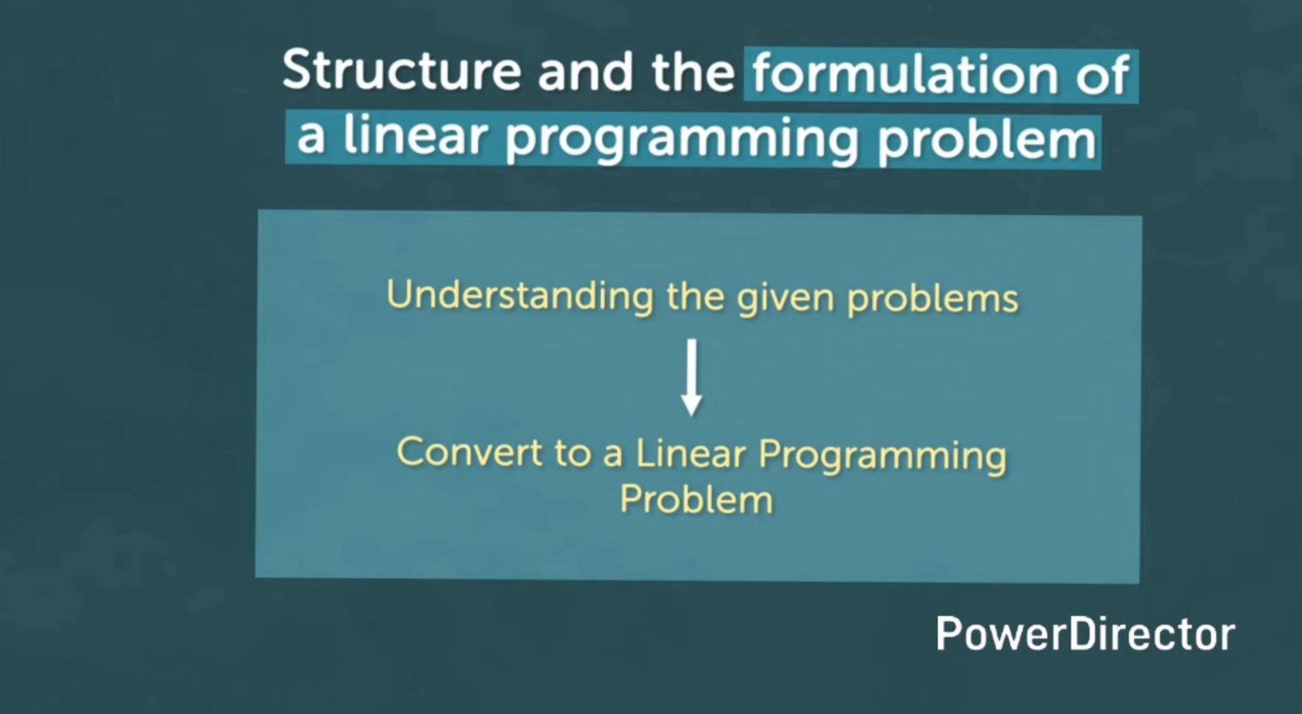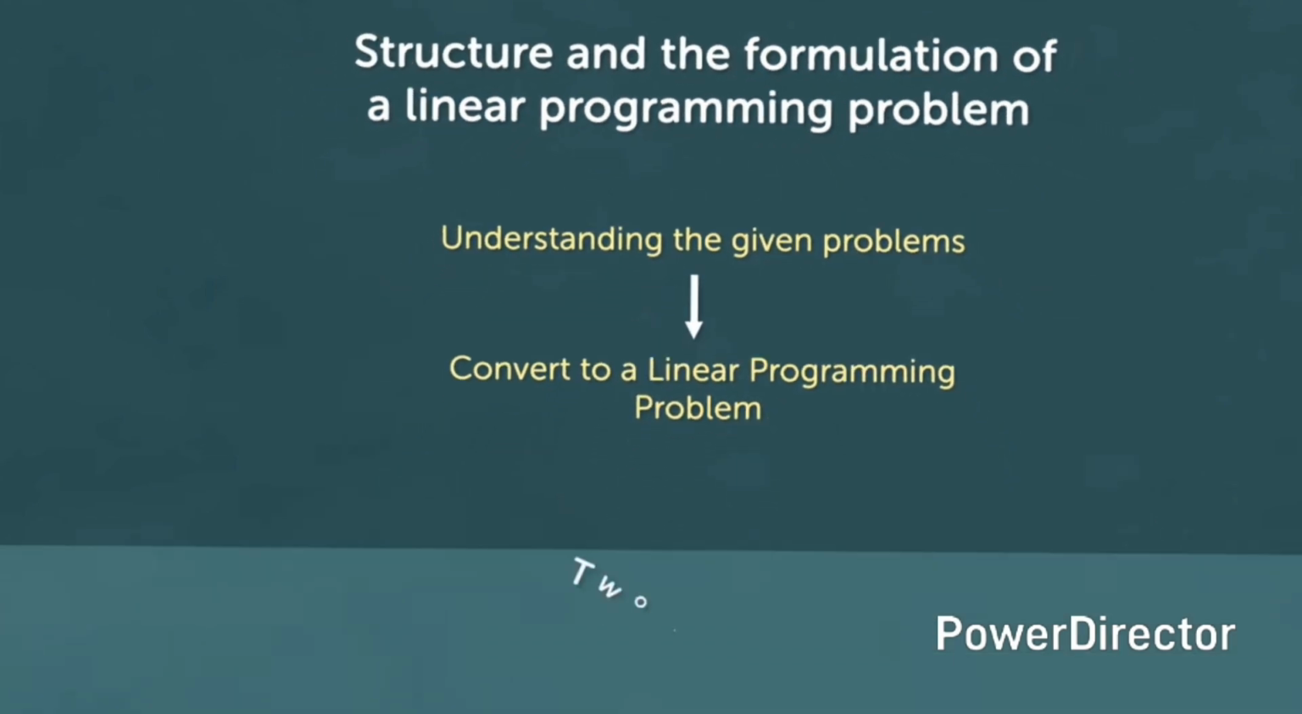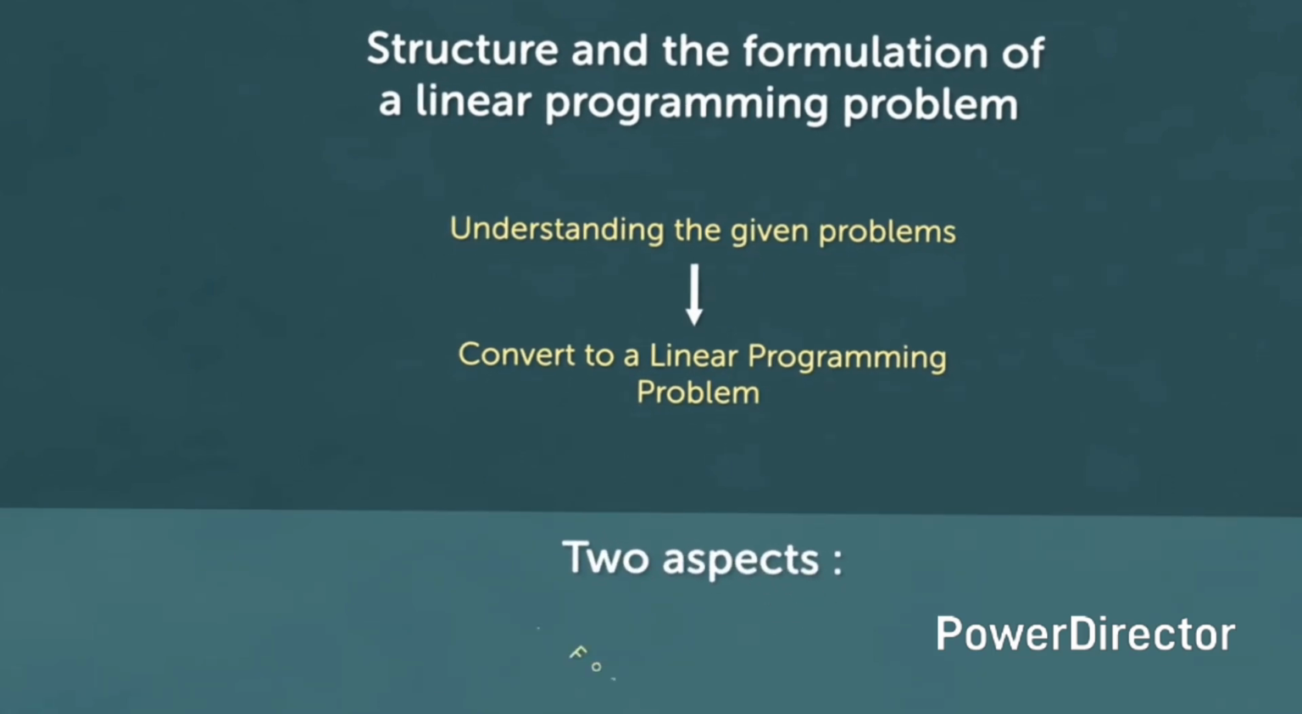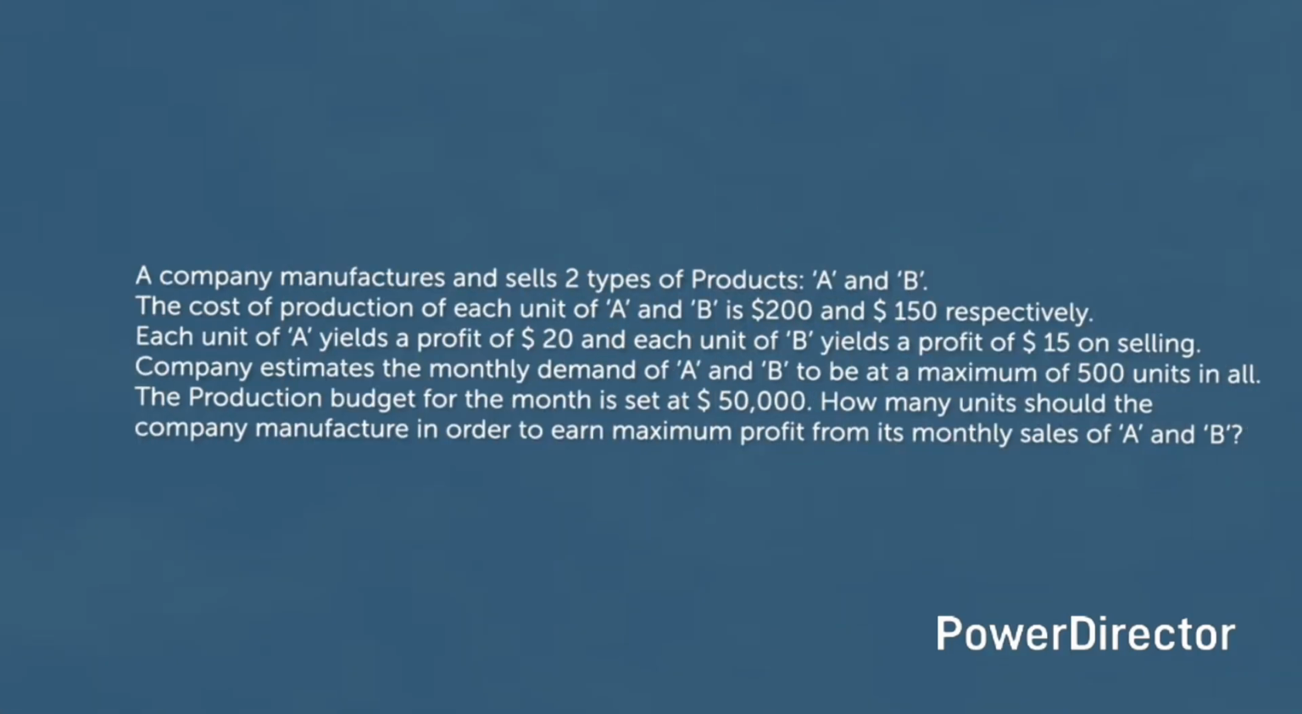Understand it well. We first need to convert the given problem into a linear programming problem and then solve it. So, there are two aspects here, the formulation part and then the solution part. Let's begin with the formulation of linear programming problems. Go through this example.